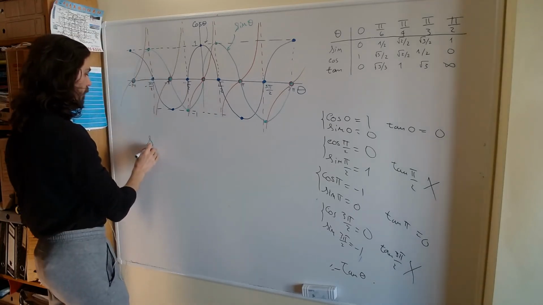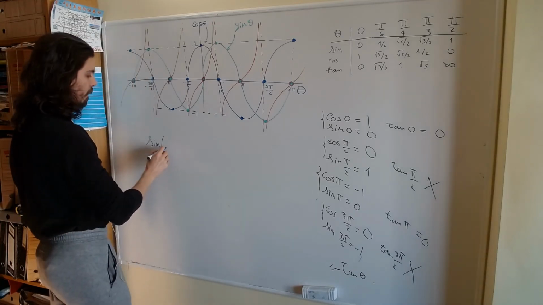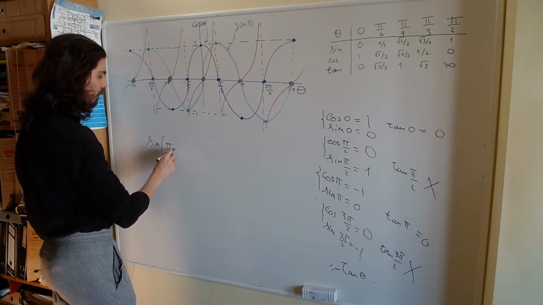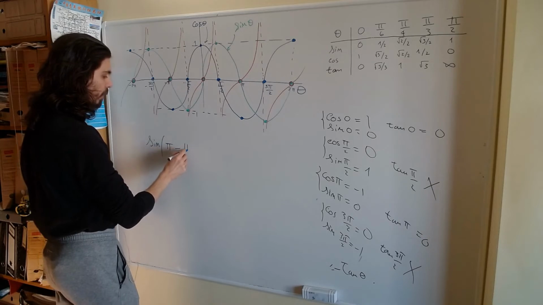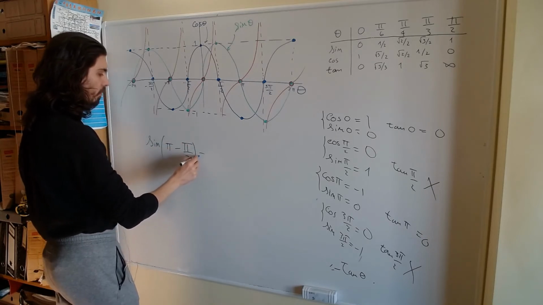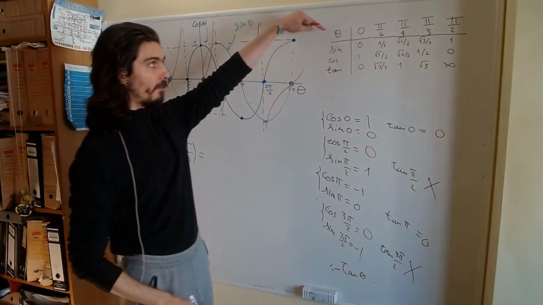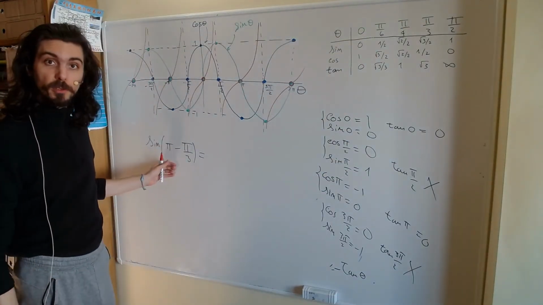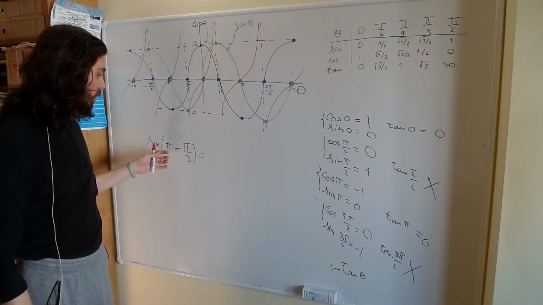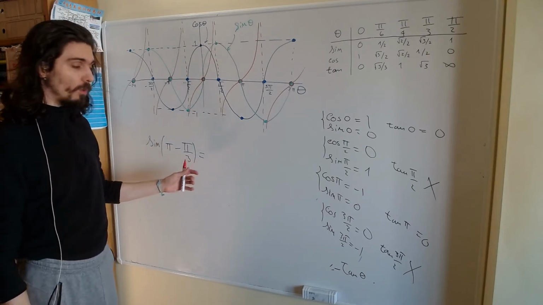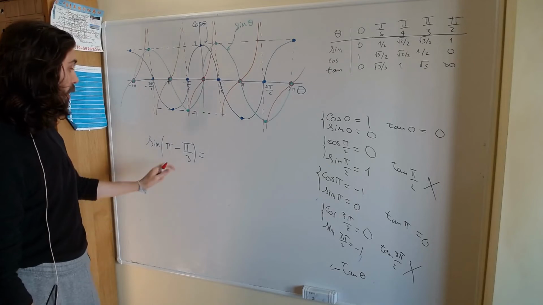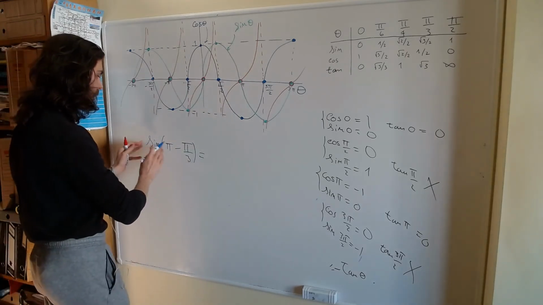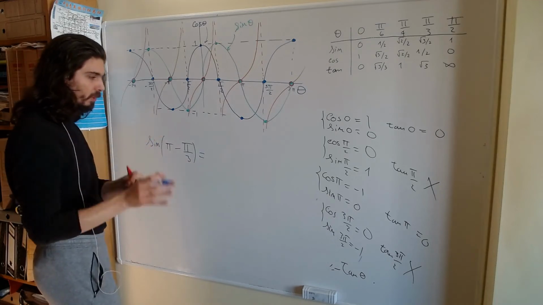What if you have something, for example, sine of pi minus pi over 3? Well, this angle is not on this list. You could use a computer, of course, but what if you don't want to? What are you going to do? Again, the idea is to go back to the definition, to what the sine does as a procedure.